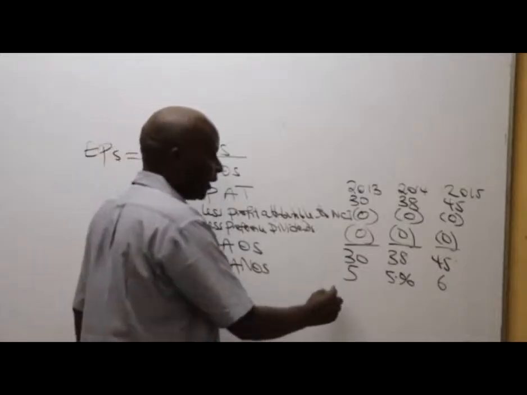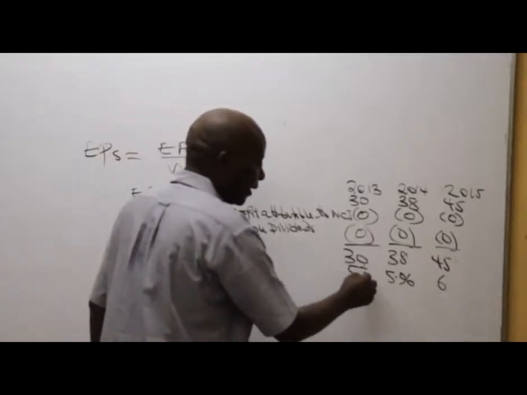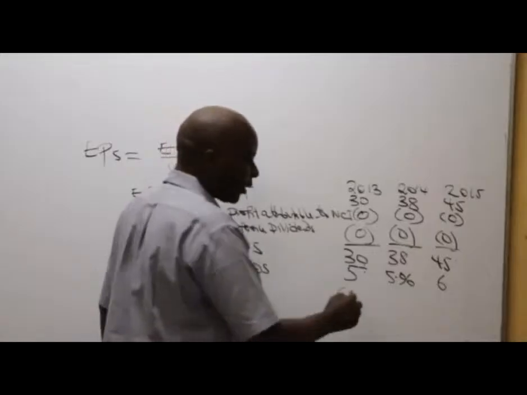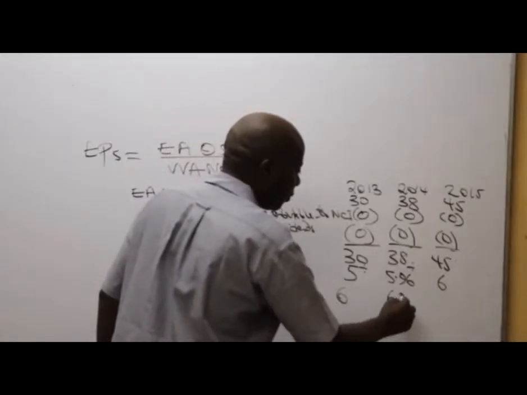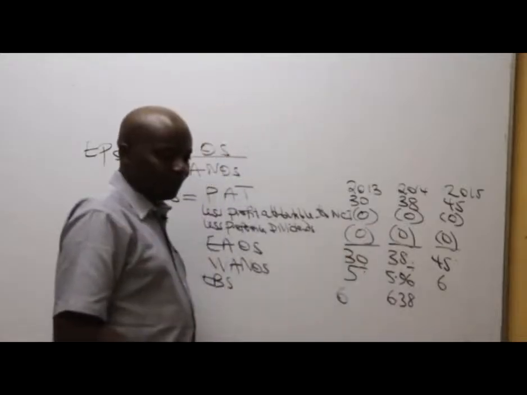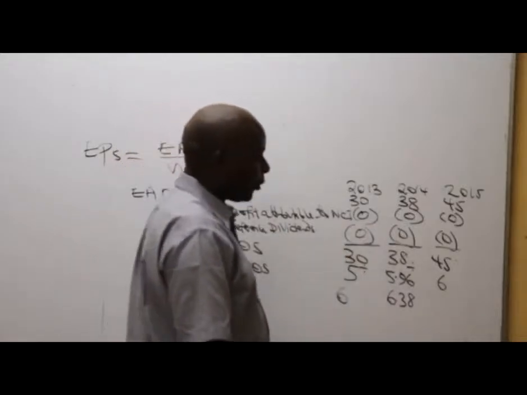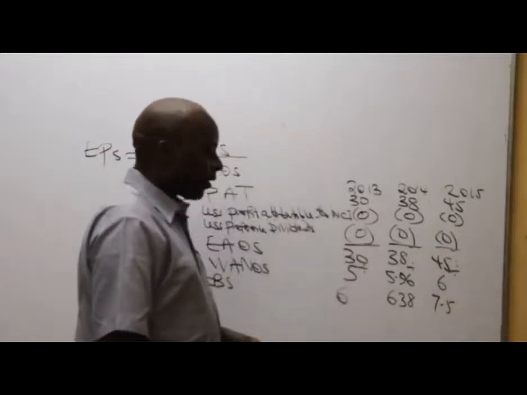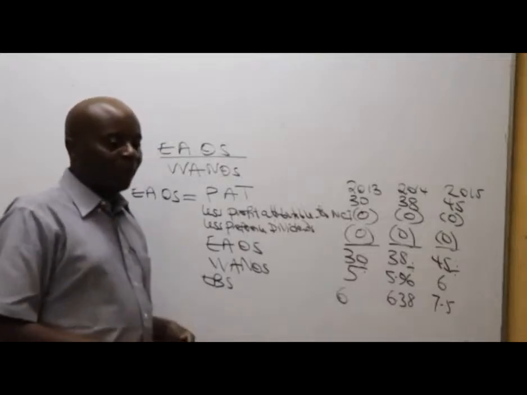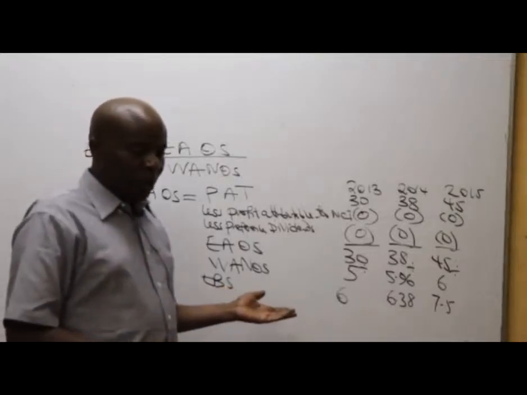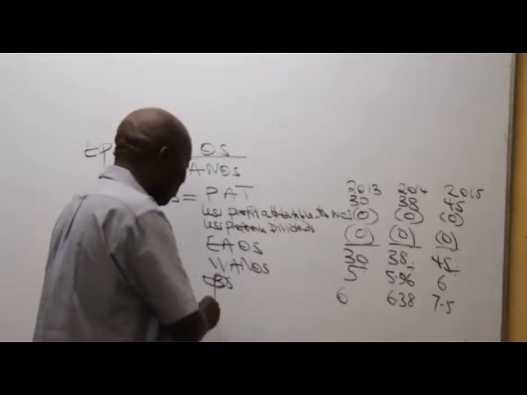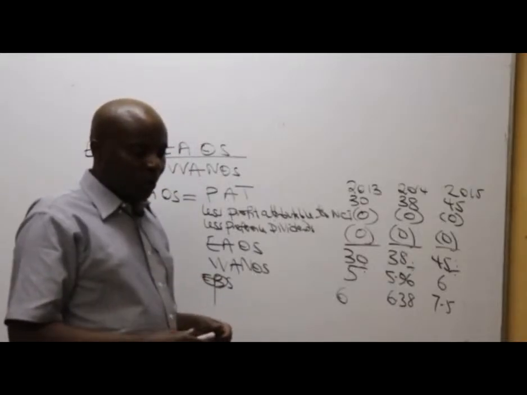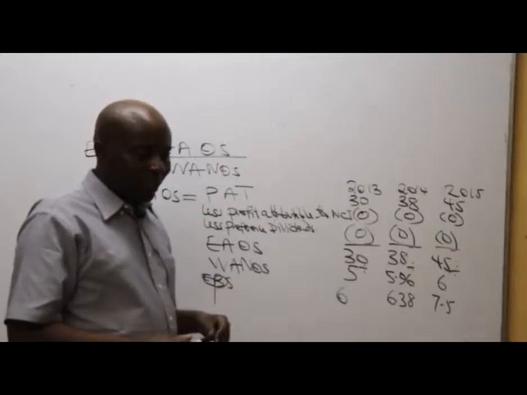So Obadia Mulinge ananiambia kwamba the basic EPS for 2013 ni 6. Tumedivide. The second one, ukidivide unasema ni 6.38. Ya mwisho ni 7.5. So ladies and gentlemen, what is your take on the performance of this entity in terms of EPS? What is your take on the performance of this entity?